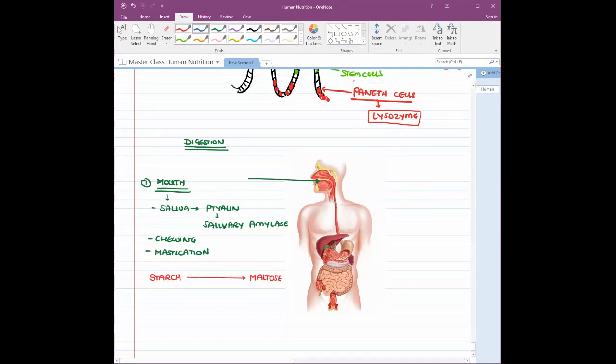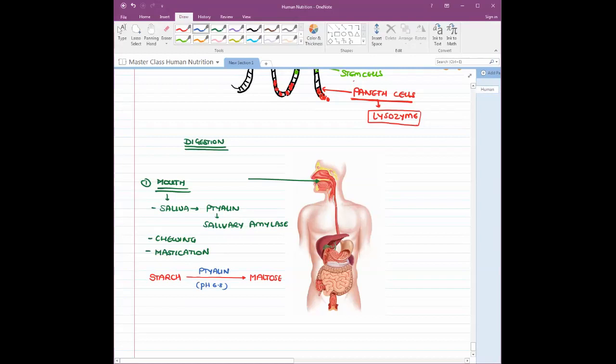Let me just say this is your ptyalin. Guys, you can write either of the names, ptyalin or salivary amylase. I'm just writing ptyalin over here. And when does this happen? At a pH of 6.8. In your saliva, the pH is 6.8.